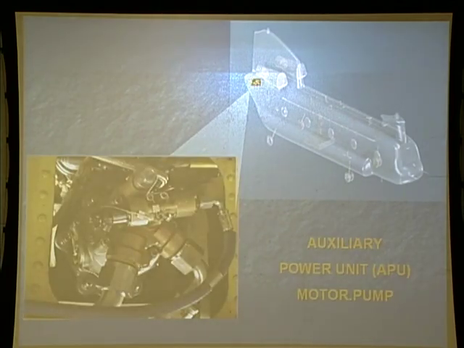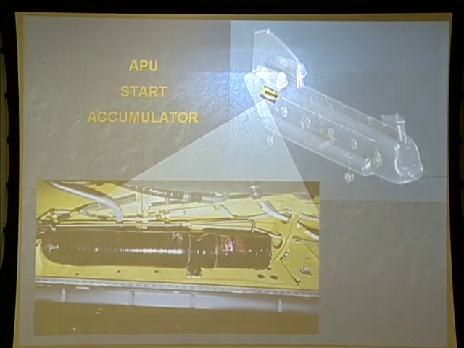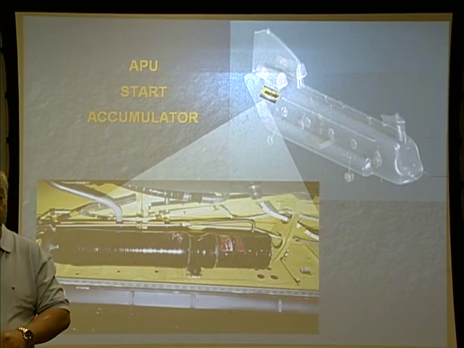Auxiliary power unit motor / pump, located on front of the APU. Produces 3350 psi for engine start. It's also a backup pump for utility system during in-flight emergencies. And then our APU Start Accumulator, located on the right-hand side of the aft transmission, underneath the little panels that fold down. APU Start Accumulator stores 3,000 psi for APU start and some in-flight emergencies.